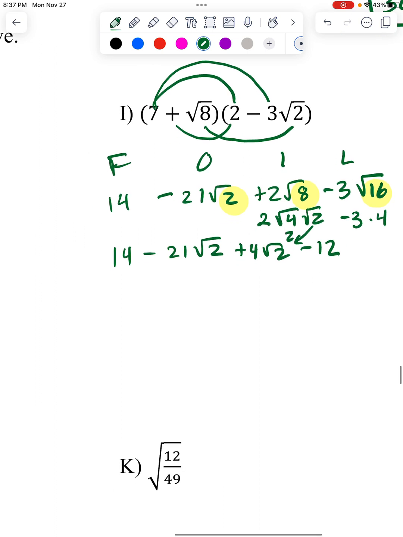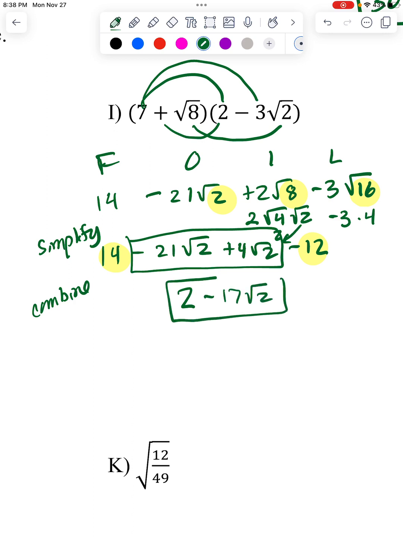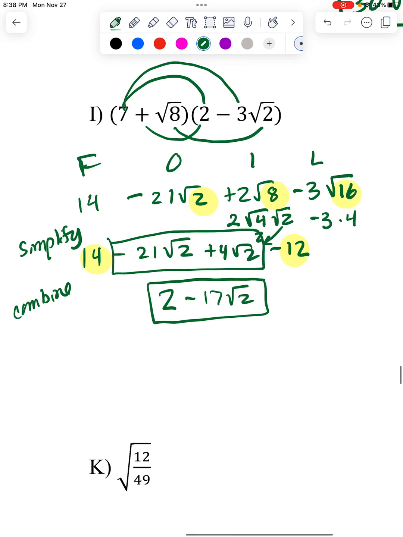So I had to FOIL, then I have to simplify. I'm just following the steps that are listed on the notes, and then last I have to combine if I can. Well, I can because I have a 14 in the front, which is just a number, and a minus 12 at the end. So just like elementary school, 14 minus 12 is 2. And then these two actually do go together because they are both square roots of 2. So if you have negative 21 of something and you add 4 of the same thing, you wind up with negative 17 of those. So you're just saying, well, they're alike and I can add them together.